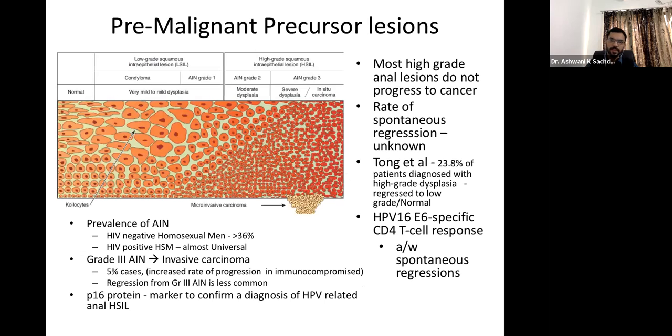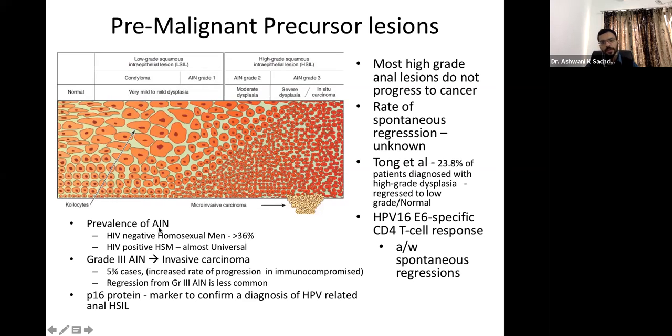So, like cervical cancer, there are pre-malignant precursors for anal canal cancers also. It can be graded like mild dysplasia, moderate, severe dysplasia, or according to the AIN classification, anal intraepithelial neoplasia can be grade 1, grade 2, or grade 3, or it can be categorized as low grade SIL or high grade squamous intraepithelial lesion. And after high grade, microinvasive carcinoma develops.